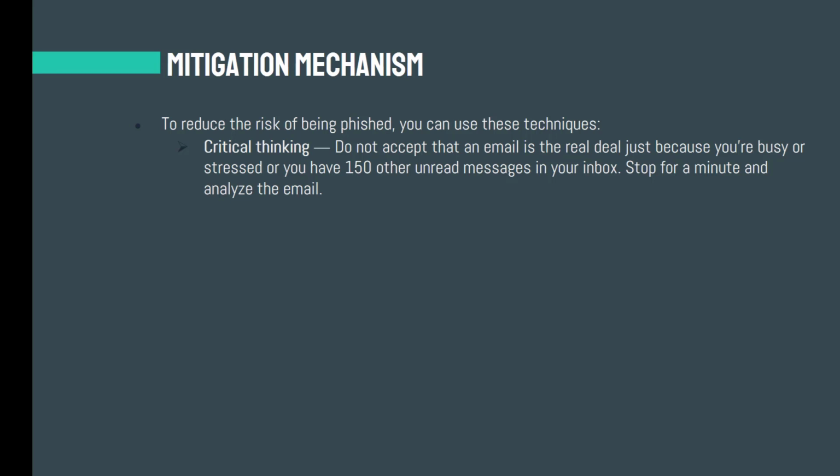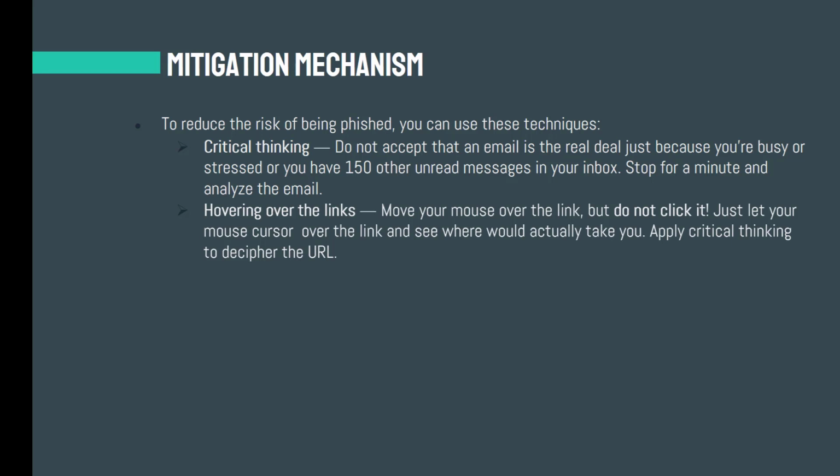First is critical thinking. Do not accept that an email is the real deal just because you are busy or stressed or you have 150 other unread messages in your inbox. Stop for a minute and analyze the email. Number 2, hovering over the links. Move your mouse over the link, but do not click it. Just let your mouse cursor over the link and see where it would actually take you. Apply critical thinking to decipher the URL.